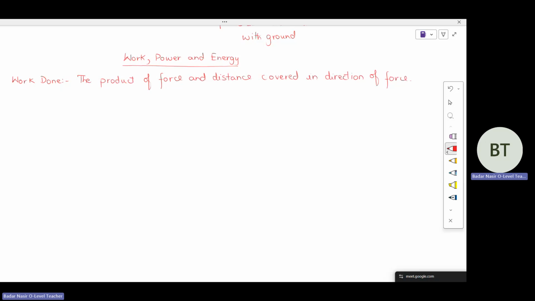One thing I tell you people again and again is that if you remember the formula, it's very easy to remember the definition as well. So the formula is work done. We denote work done with WD is equal to force times distance, and we represent distance with S. So WD stands for work done, F for force.